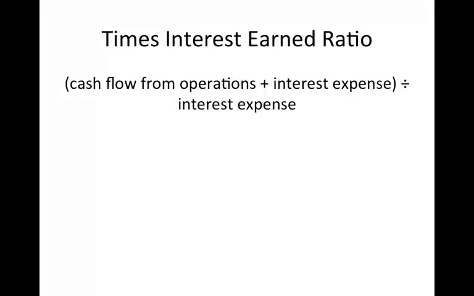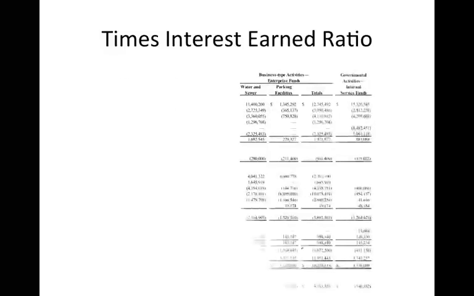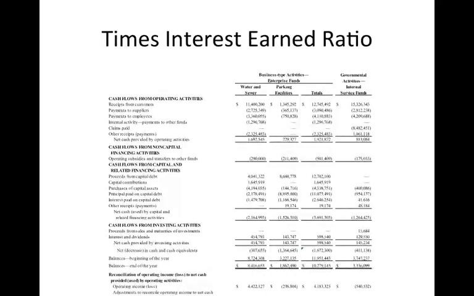Times interest earned, as you know, is cash flow from operations plus the interest expense, divided by interest expense. So looking at the enterprise funds financial statements, this is the cash flow statement for the enterprise funds. Here's your cash provided by operating activities for its 2 business type activities, water and sewer and parking facilities. So let's analyze. When you do this analysis, though, let me stop for a second.